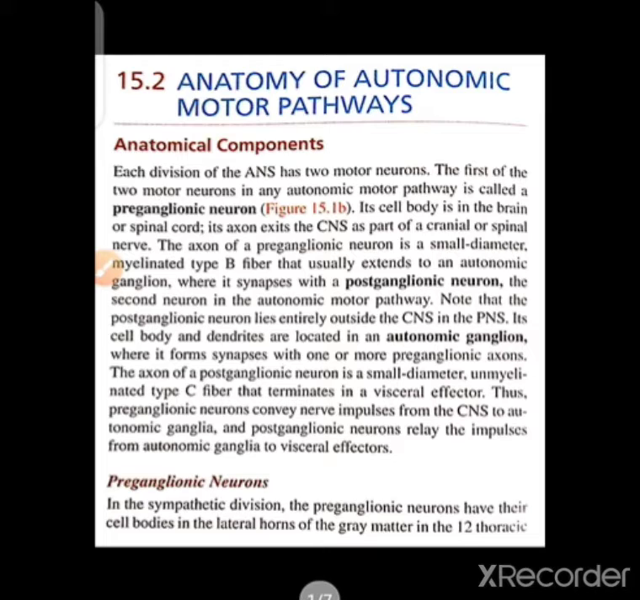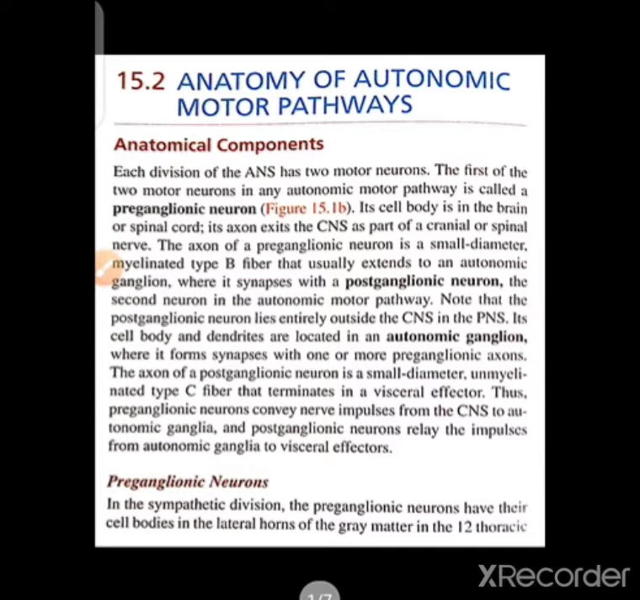The axon of a preganglionic neuron is a small diameter myelinated type B fiber that usually extends to an autonomic ganglion, where it synapses with the postganglionic neuron.